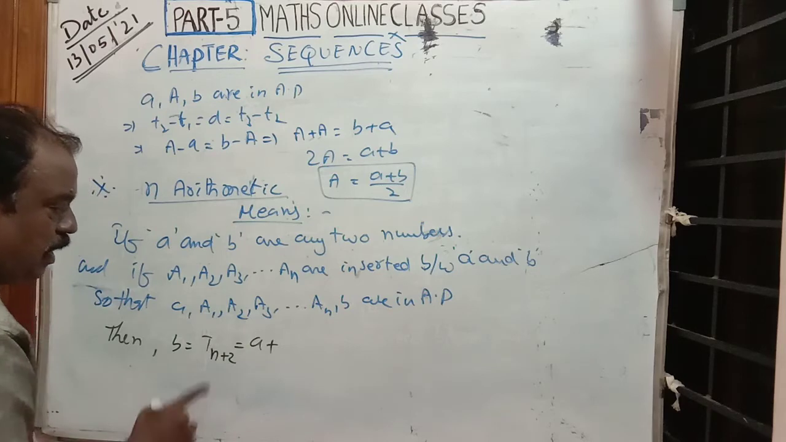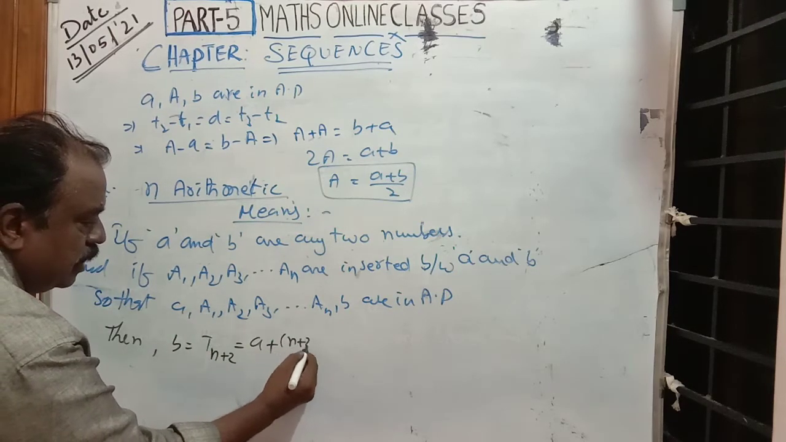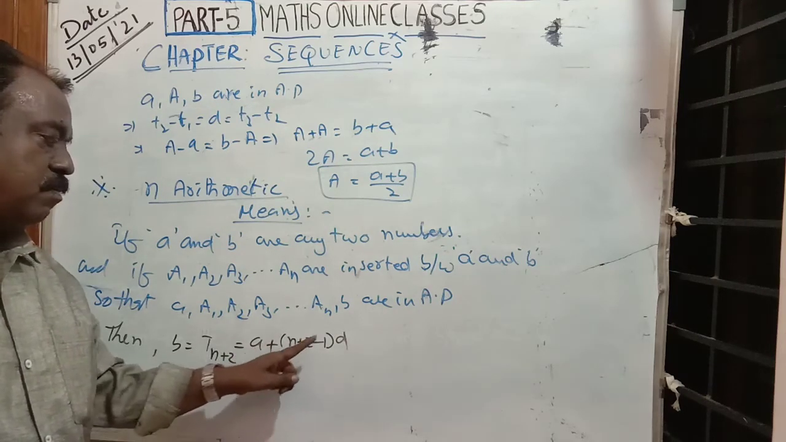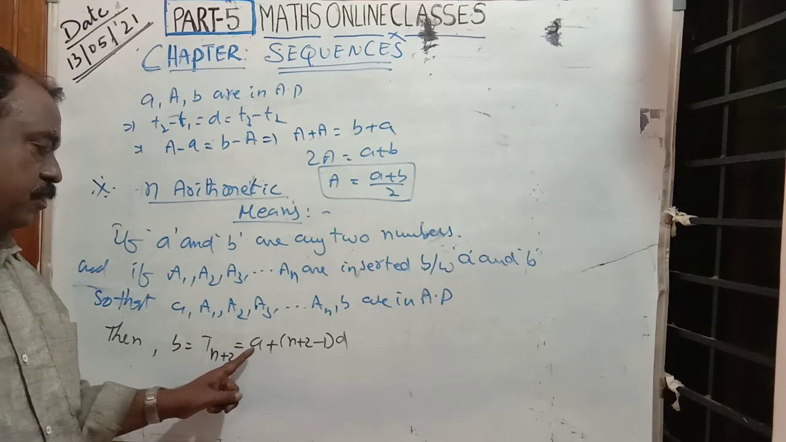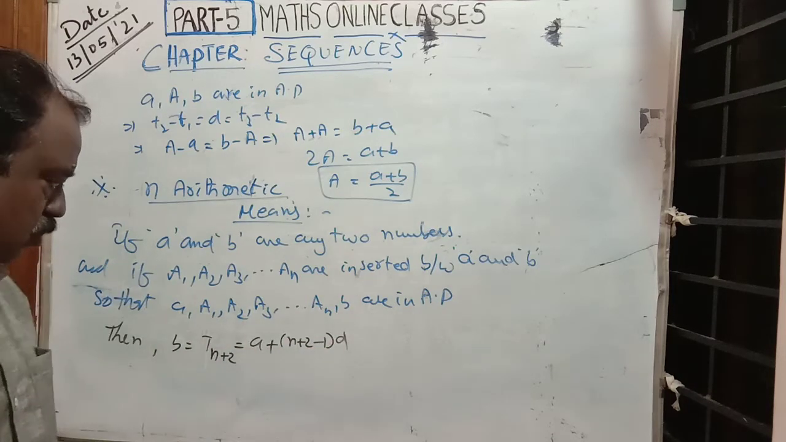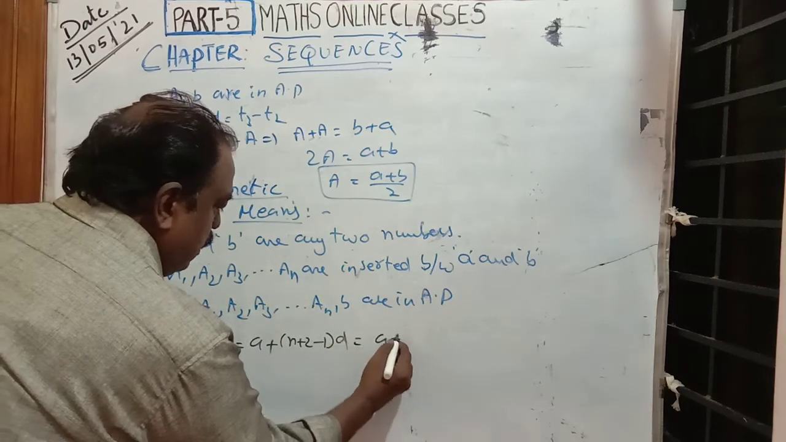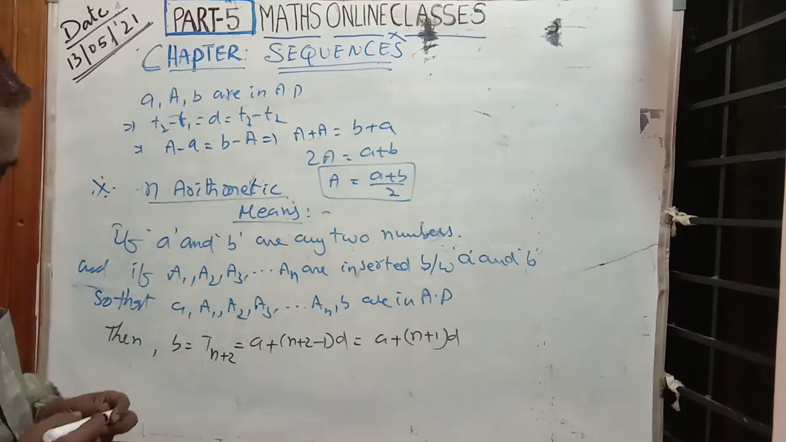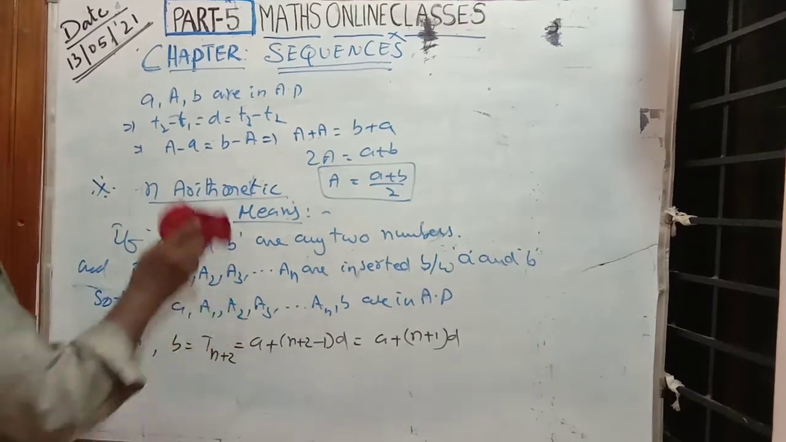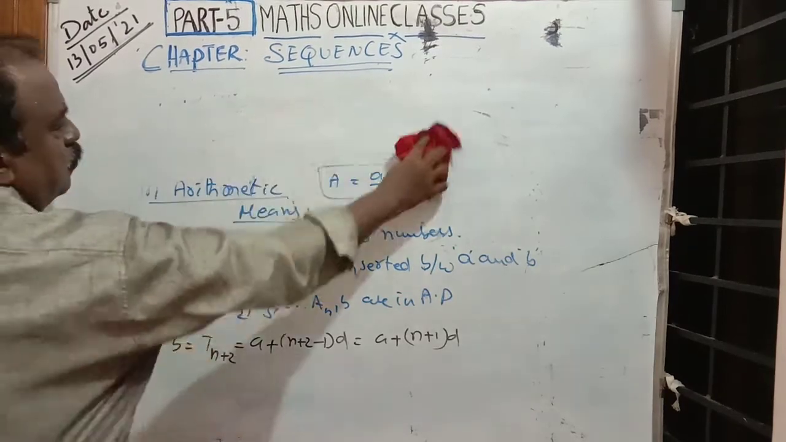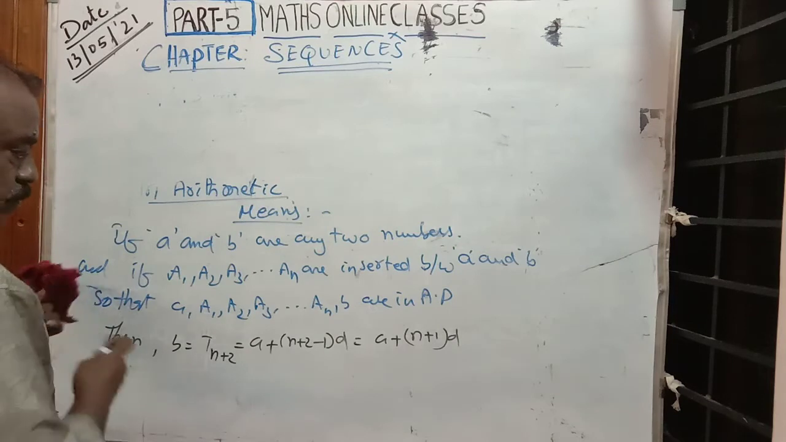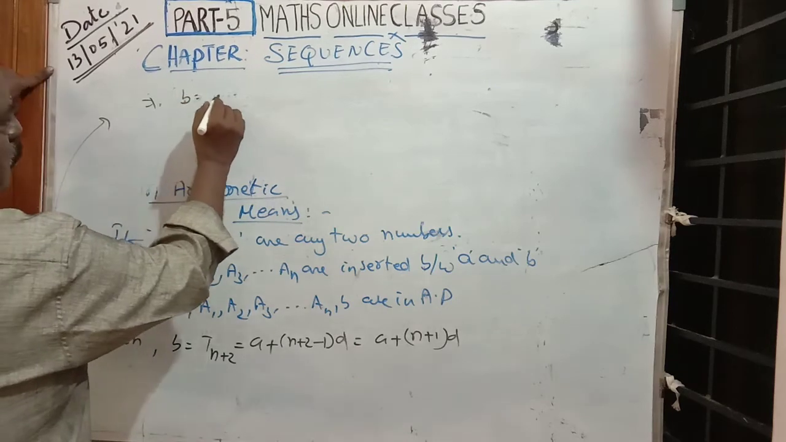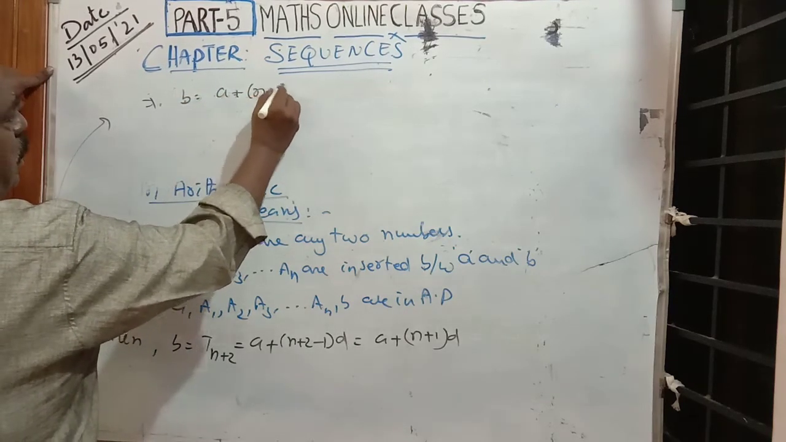This is, by the formula, A plus (n plus 2 minus 1) into D. Suppose this is T7, A plus 7 minus 1 D. Suppose it is the 100th term, A plus 100 minus 1 D. Like this. So this is nothing but A plus (n plus 1) into D. So what is B? B is A plus (n plus 1) D.